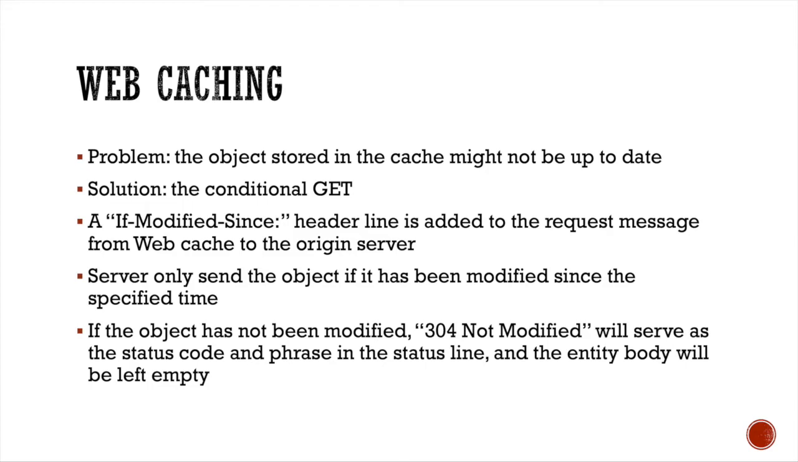The server sends back a response message in either case, but if the object has not been modified, 304 Not Modified will be included as the status code and phrase in the status line, and the entity body will be left empty, saving bandwidth and reducing response time.